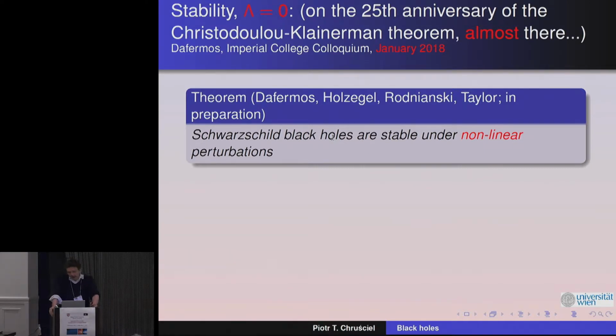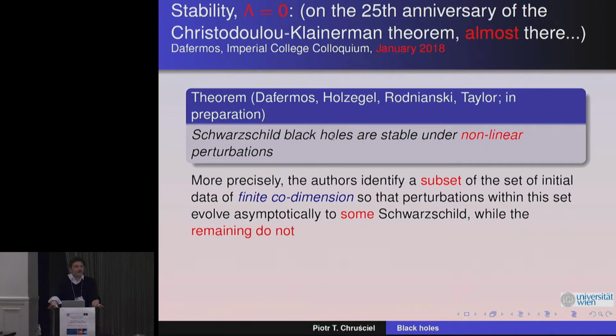So, well, looks good. You look at this, and of course, that doesn't make sense. That's not possible. A Schwarzschild black hole cannot be stable because you can just add a little angular momentum to it and it will become Kerr and stay Kerr. So there is a precise statement which goes with this, that you have the set of all initial data, and in this set of initial data, there is a very precise subset that the authors can define. This subset has finite codimension, as you expect.